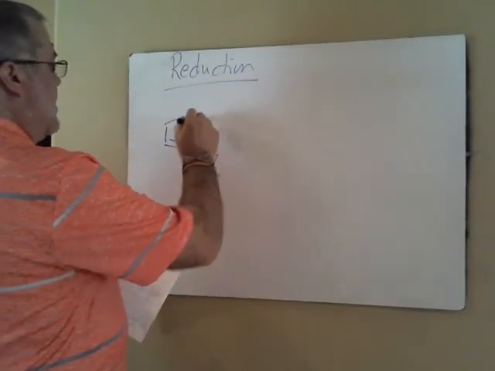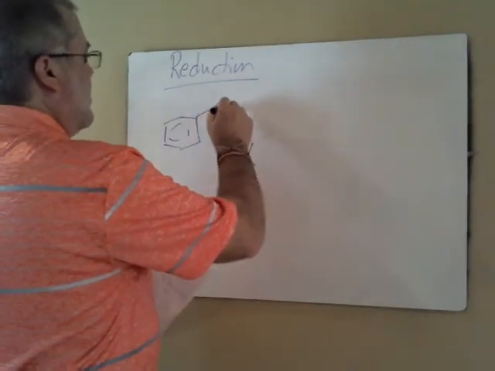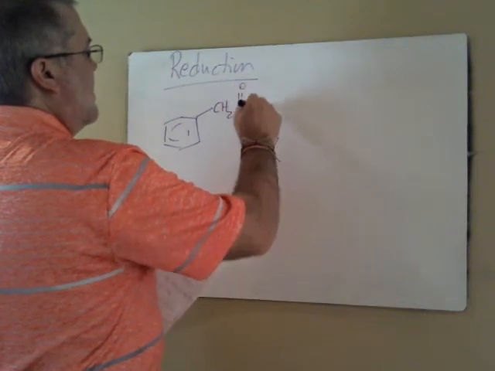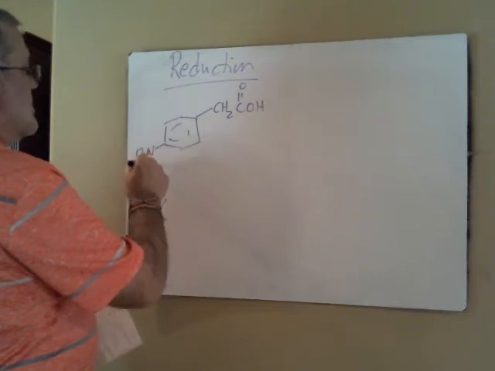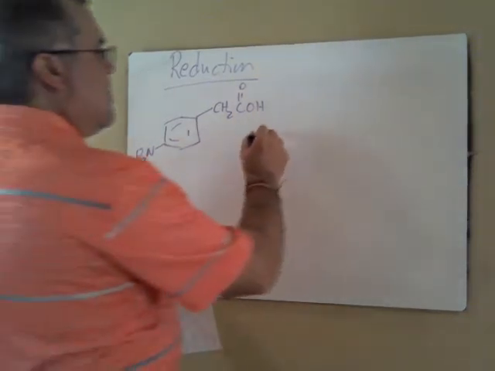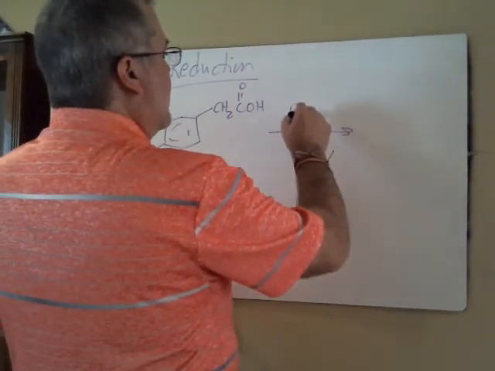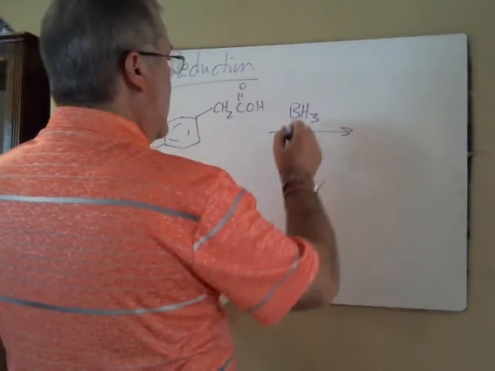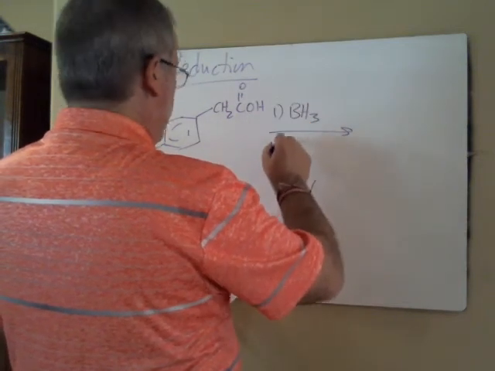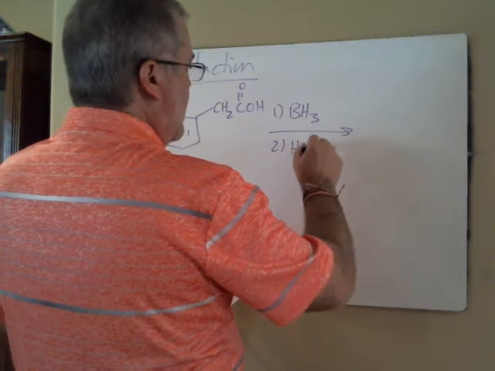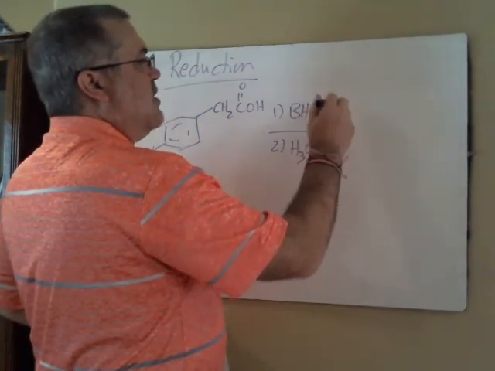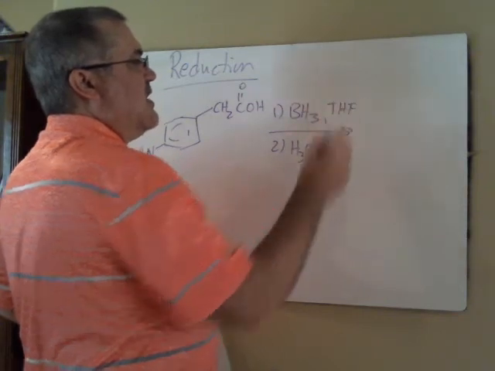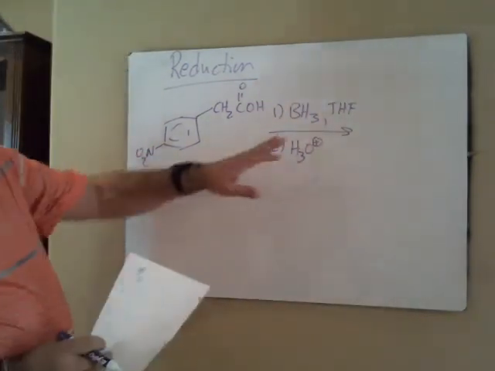So I have my carboxylic acid, and I'm not going to make benzoic acid. I'm going to put a spacer on there just for fun. Put a nitro group there. And I'm going to react this with BH3. Okay? And then I'm going to follow that with the aqueous workup. Now, as you remember from hydroboration, when you use borane, you typically have THF as the solvent. So I'll go ahead and put that there.